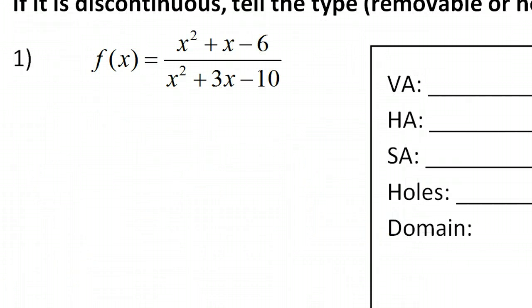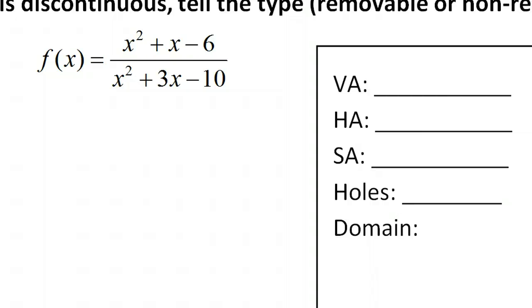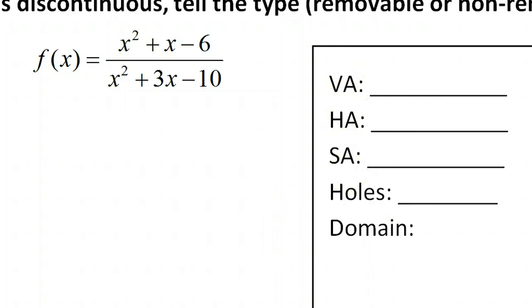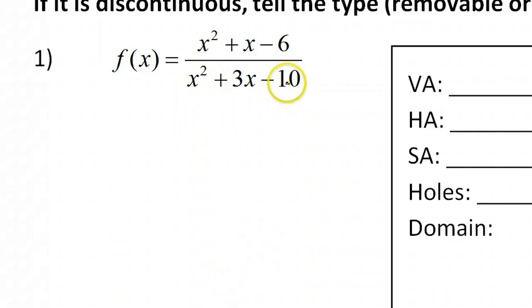Alright, looking at problem number 1, if I want to know what the vertical asymptotes are, I look at the denominator. And I'm going to need to factor this to see what the vertical asymptote is, or there could be more than one. But before I start factoring, let's actually go ahead and talk about the horizontal asymptote first, because it's easier to see when it's not factored.